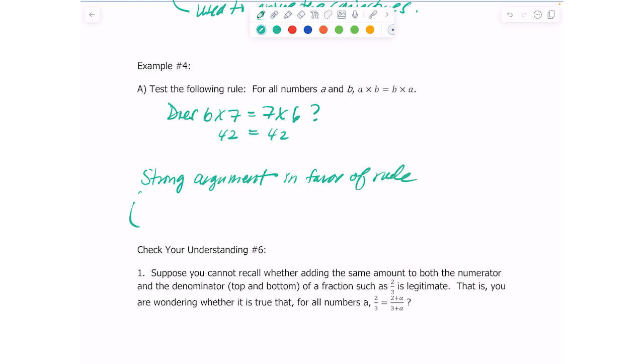Okay, so I'm going to put a little disclaimer here that we still haven't proved the rule. So keep that in mind, okay? It's just a strong argument because you can pick any two numbers and multiply them together in any order and still get the right answer.